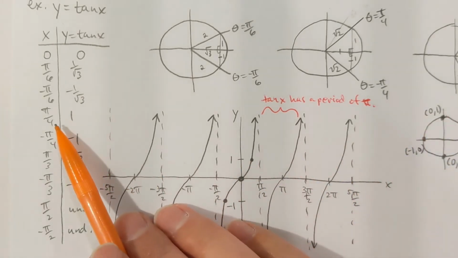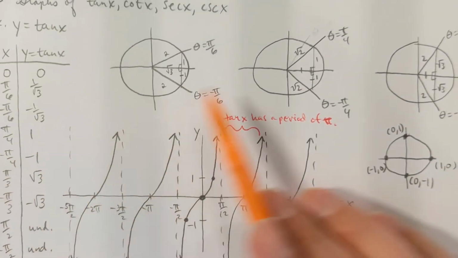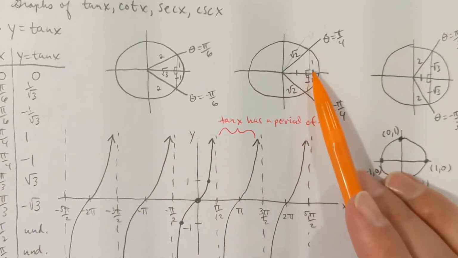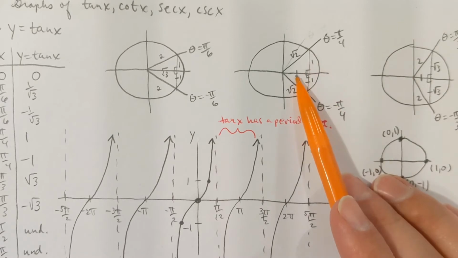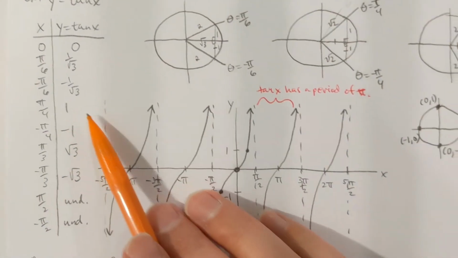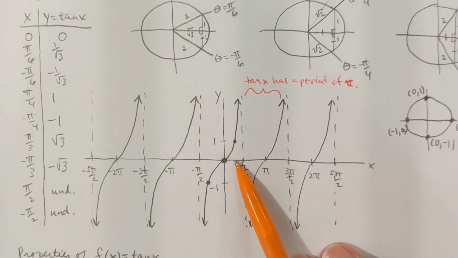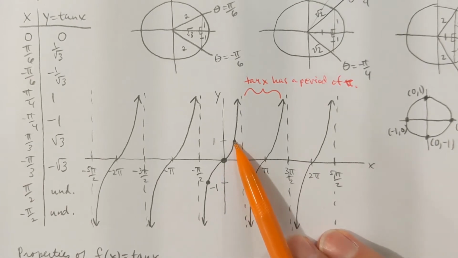If I let x be pi over 4, here's my 45, 45, 90 right triangle. Opposite over adjacent, both those numbers are 1. 1 over 1 is 1. And so pi over 4 is right between 0 and pi over 2. You're going to be at a height of 1 there.